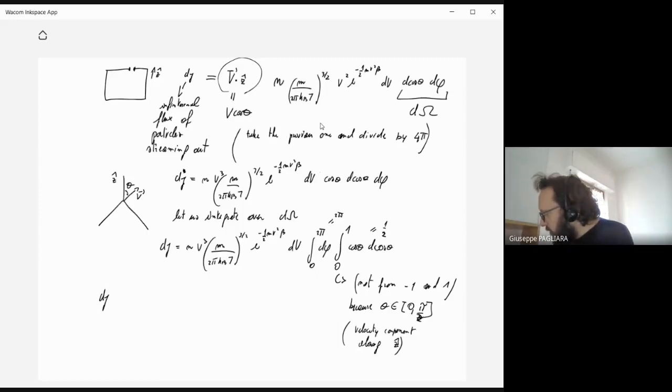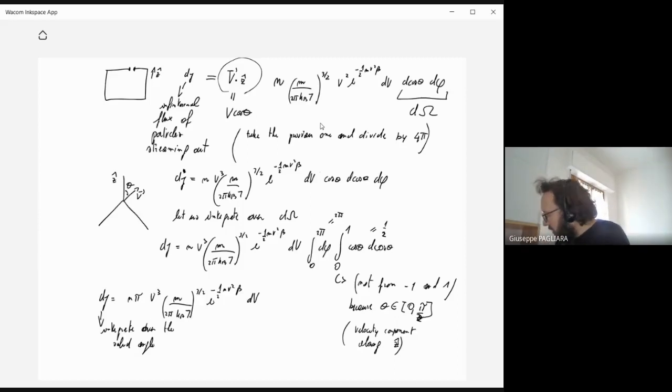So then the dj, now integrated over the solid angle, is n pi, and then I have a v cubed, the normalization (m divided by 2 pi kbt) to the power of 3/2, exponential of minus beta m v squared, dv.